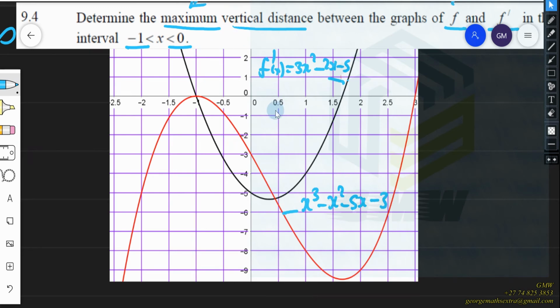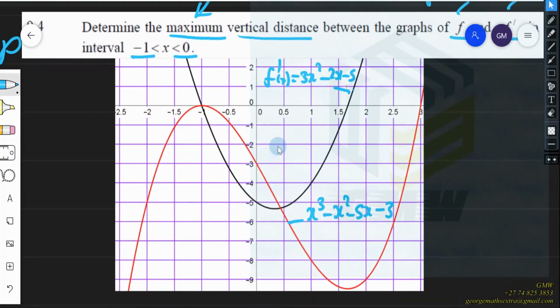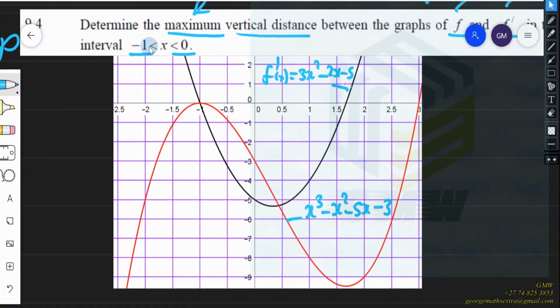Now the distance that is required, the question is specified to say for all the values that are between minus 1 and 0. So from this point, this is my minus 1, and this is where x is 0. So I want to find the vertical distance between here, maximum vertical distance. And using the word vertical, it means all these lines will be parallel to the y-axis. This is my y-axis. So all these are parallel to the y-axis.